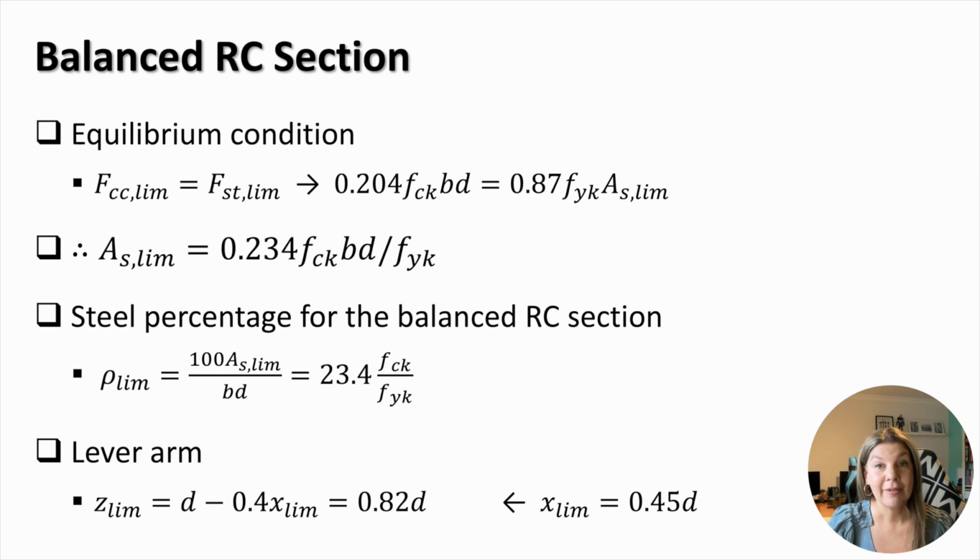The required area of reinforcement in the balanced section can be found from this condition using the following expression. In design, the amount of reinforcement in different sections can be compared using the reinforcement ratio, which is the ratio of the area of steel to the area of concrete in the section. In the case of a balanced section, the reinforcement ratio becomes 23.4 times the ratio between the characteristic strength of concrete and steel. The lever arm in the balanced section equals 0.82 times d.